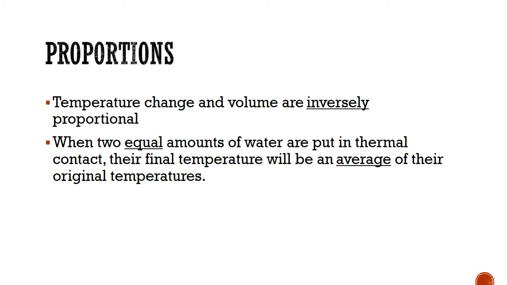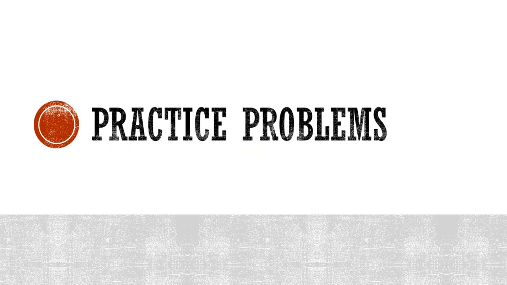Proportions: we need to know that the temperature change and volume are inversely proportional if you're adding the same amount of heat. When two equal amounts of water are put in thermal contact, their final temperatures will be an average of their original temperatures. We cannot predict with our math abilities. You do not have the equations to predict final temperature if the amounts are not equal. So they have to be equal. That was a question that got people messed up on the test.